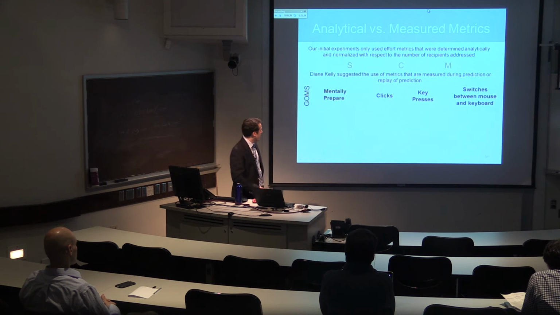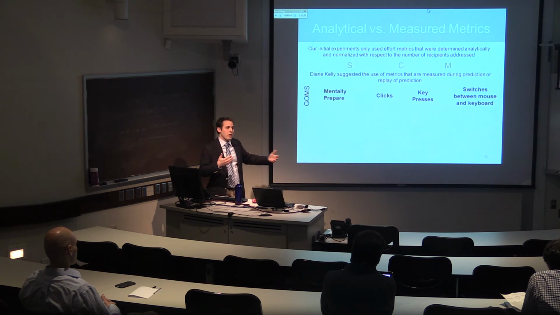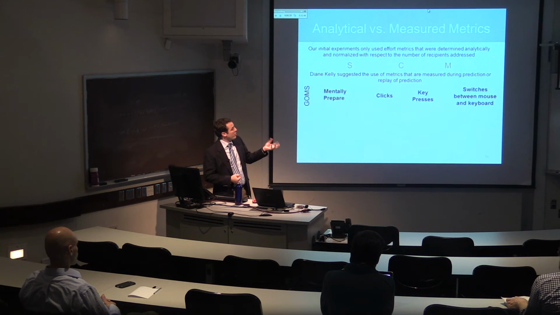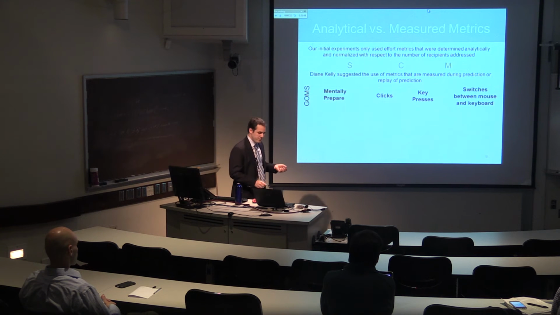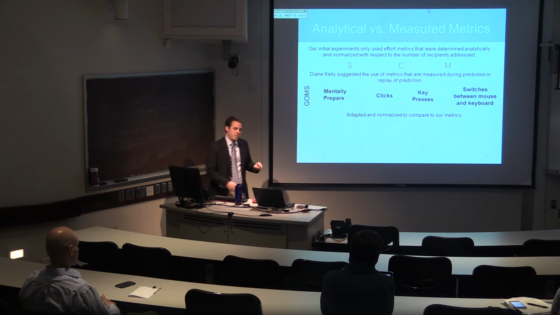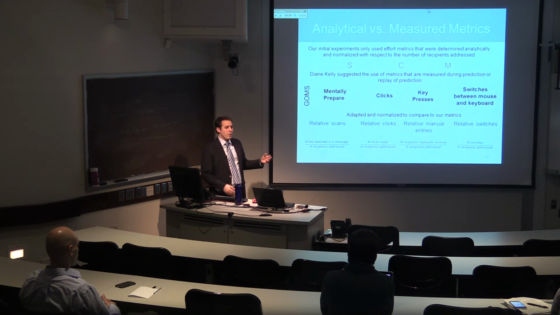Mentally prepare seems to match the scans because we're mentally preparing and deciding whether to select things or manually enter. Clicks seem to match the C. Key presses seem to match manual entry, and switches between mouse and keyboard were not captured in our model. So we then wanted to adapt and normalize these metrics to compare to our own. So we generated the relative scans, relative clicks, relative manual entries, and relative switches. I call them relative because in each case they're divided by the number of recipients addressed in a particular message, and then they're averaged across all messages.